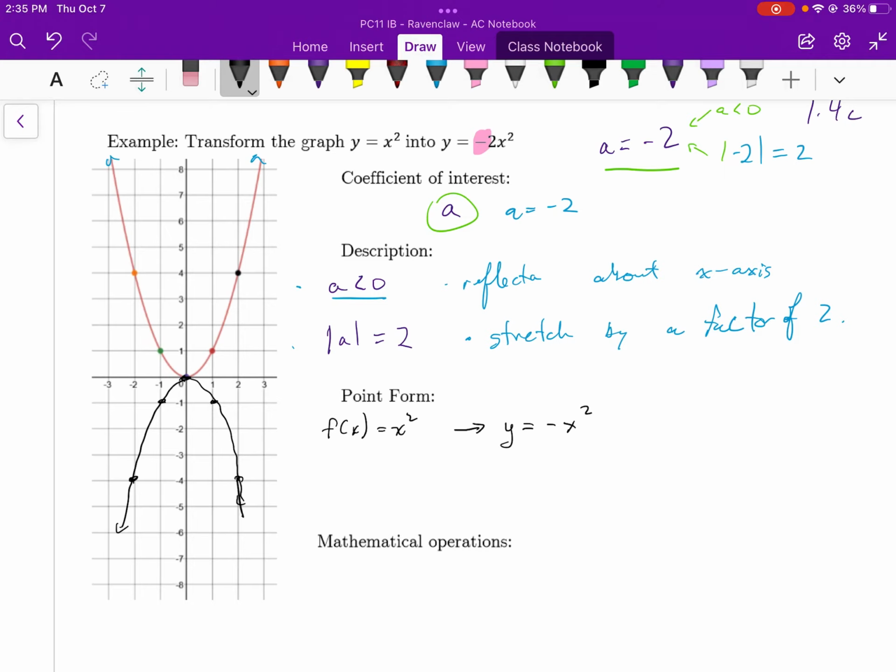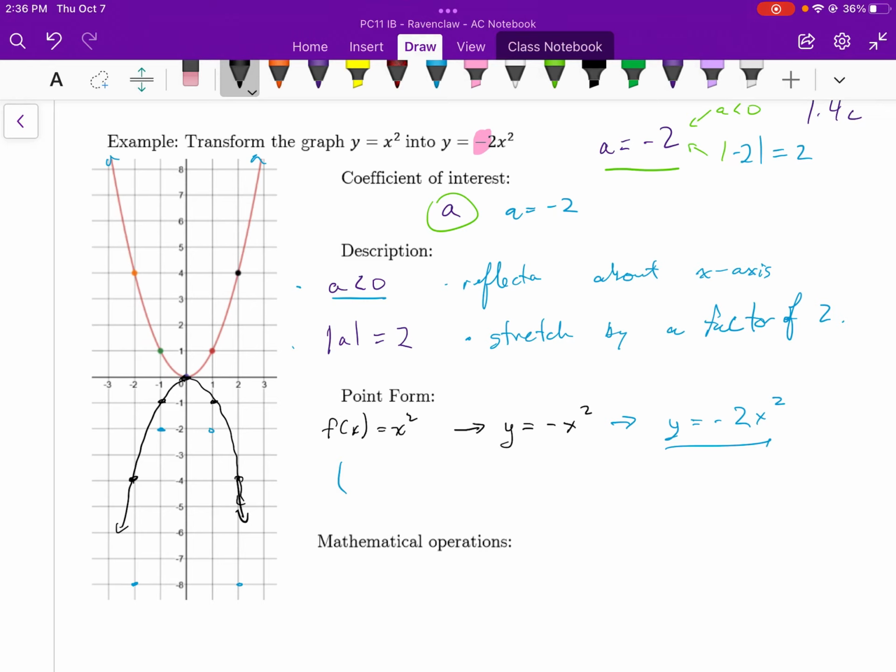So this is making my a negative. Stretching by a factor of 2 now changes the equation to y is equal to -2x squared. And from my point form, now I'm on the black graph, and I need to stretch it by a factor of 2. I simply multiply the y values by 2.